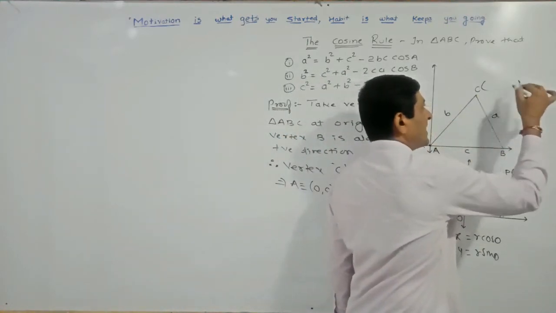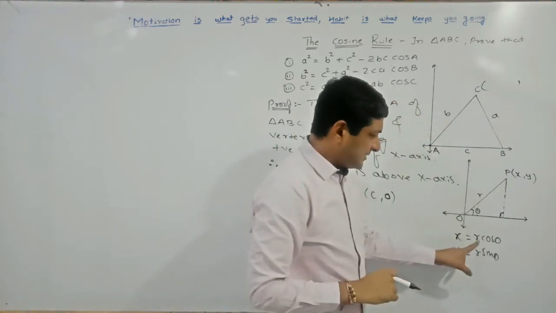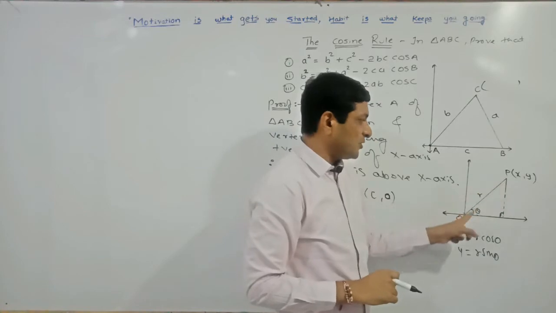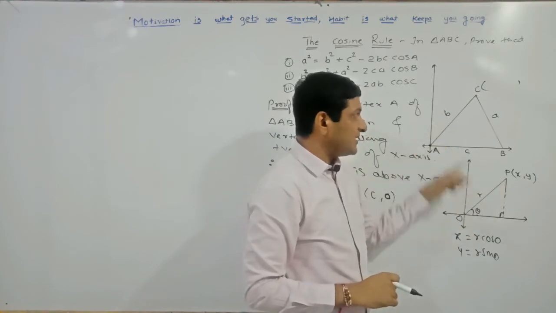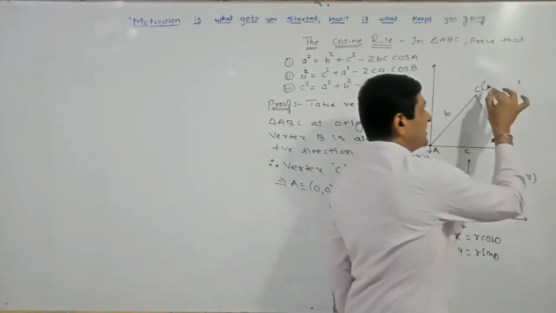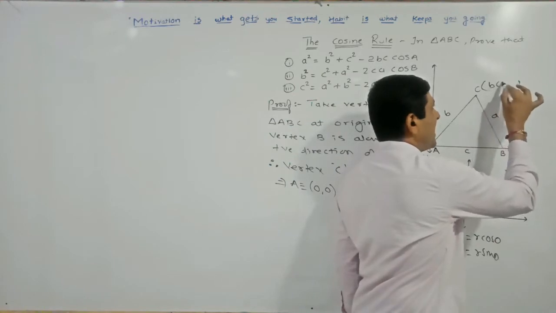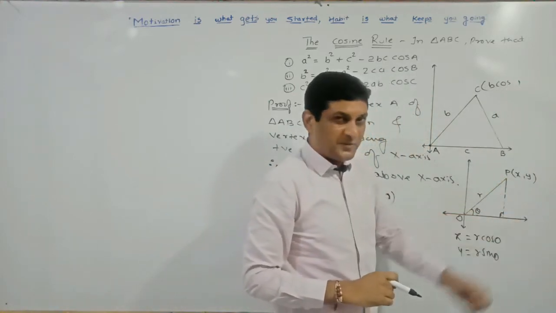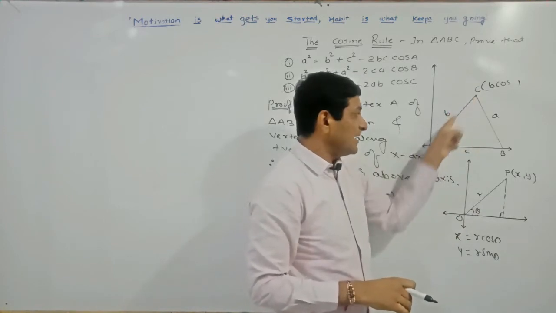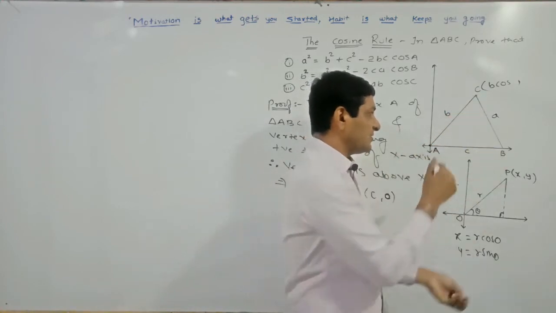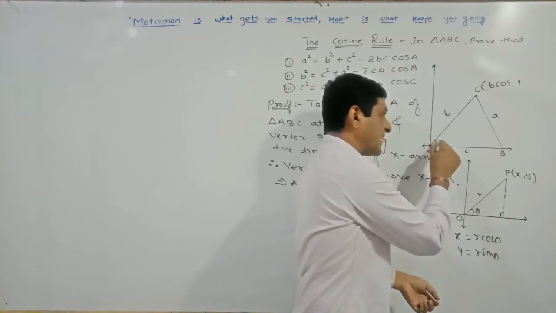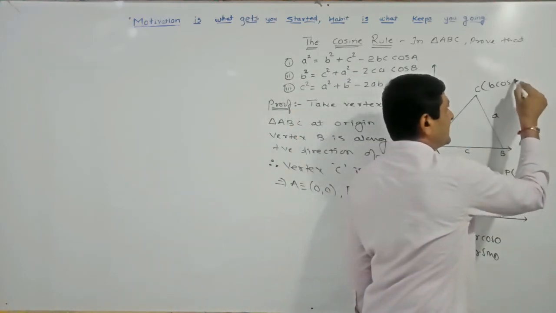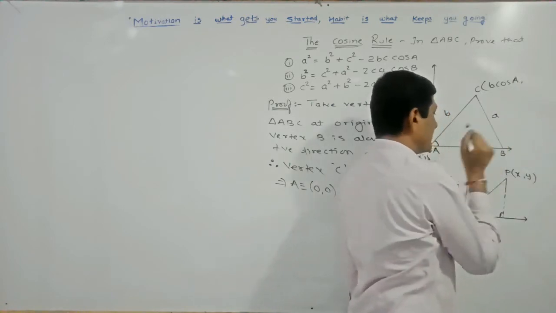So here first we are finding the x coordinate. What is the x coordinate here? R cos theta. R means the distance of this point from the origin. Instead of r, here the distance is B. So here instead of r we will get B. B cos theta. Theta is the angle made by this segment with the positive direction of the x-axis. Here the angle made by AC with the positive direction of the x-axis is the angle A of this triangle. So instead of theta, here we have angle A.